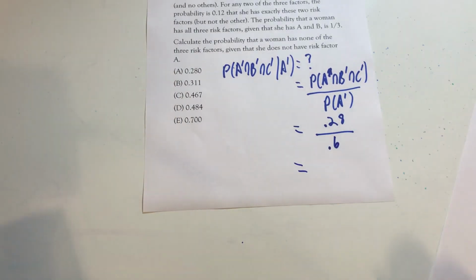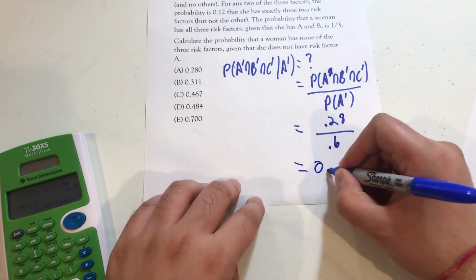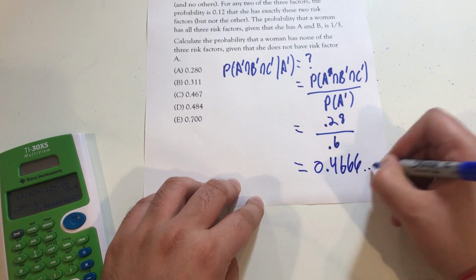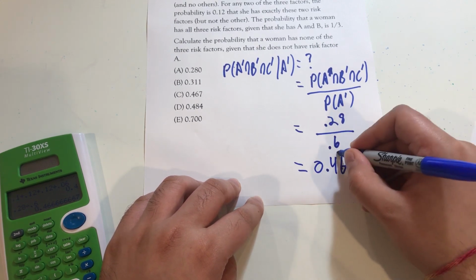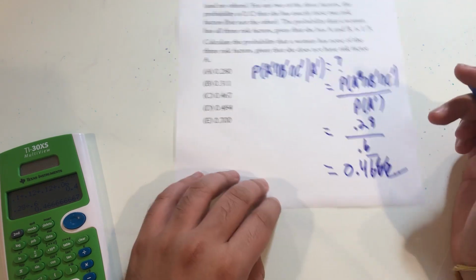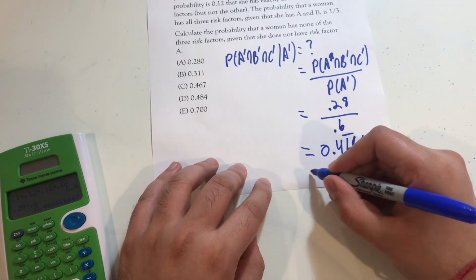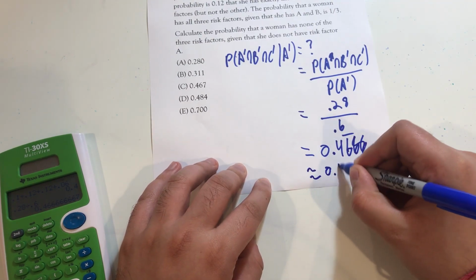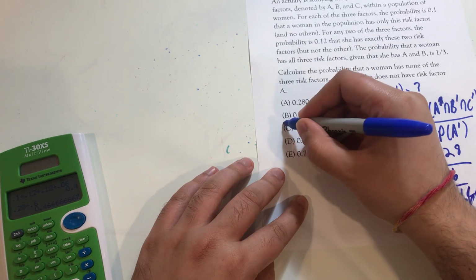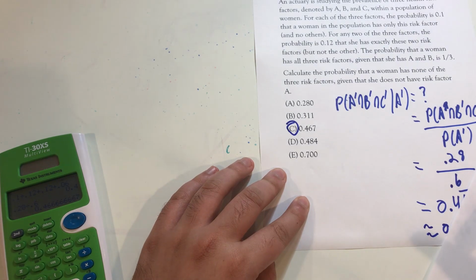Solving for that, we have 0.28 divided by 0.6. And we get 0.4666 repeating, of course. And that, of course, would round to, since this is to 3 decimal places, 0.467. Answer choice C.